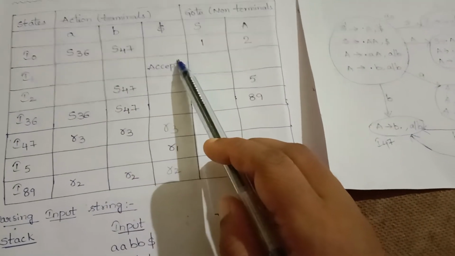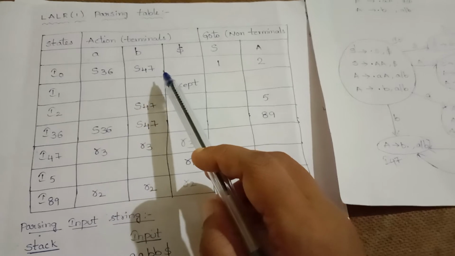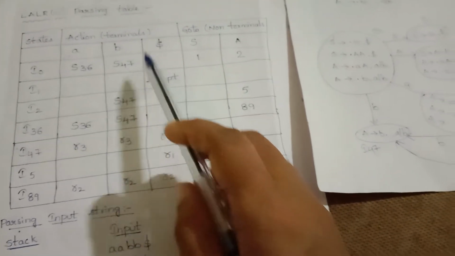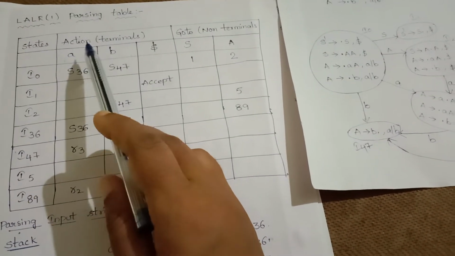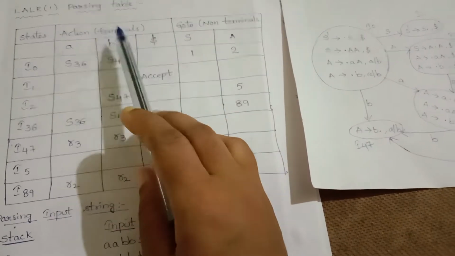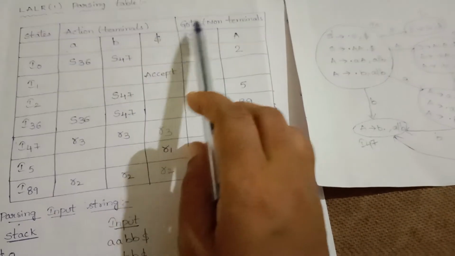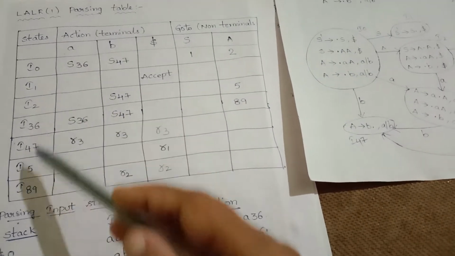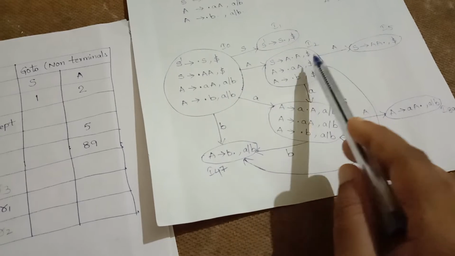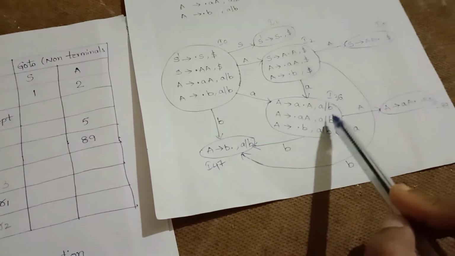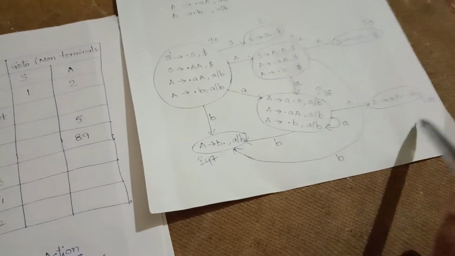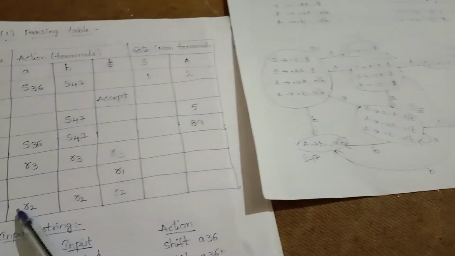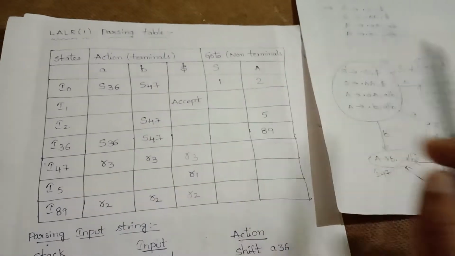You need to draw the parsing table. The parsing table is the same as how we draw for CLR. Here you need to write states, actions, and goto. In actions you need to write terminals, in goto we need to write non-terminals, and in states, whatever states we have, you need to write. So we have the states here as I0, I1, I2, I36, I47, I5, and I89. So those states I have written here. Now from this data flow diagram, you need to fill this parsing table.